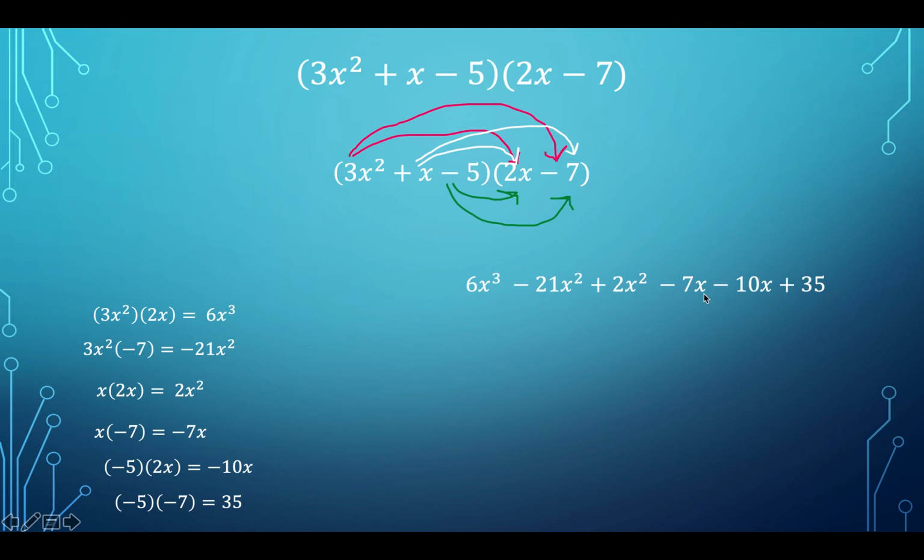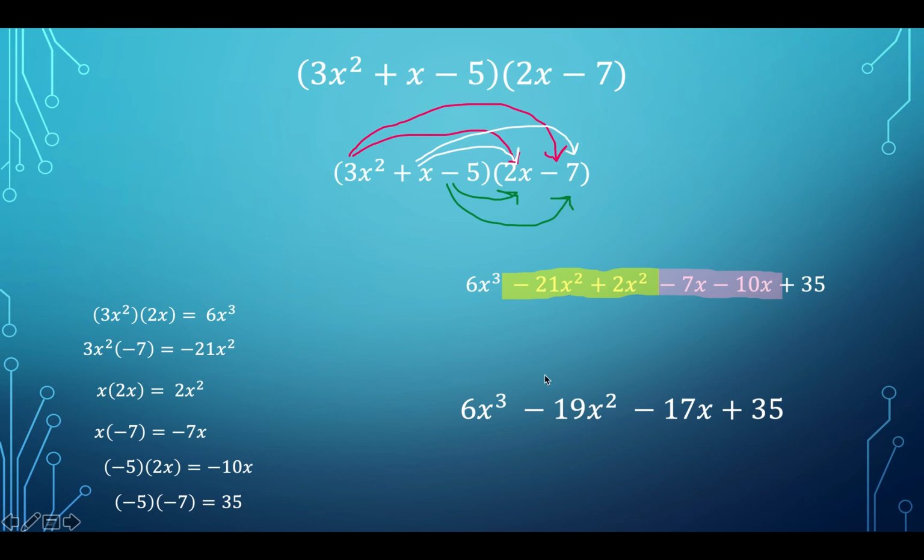Okay, so we got this all written out now. This isn't our final answer because this isn't the most simplified form. Just like we did in the other problems when we were foiling, before we get to our final answer, we had to combine like terms. Same thing here. So what are our like terms? We have a negative 21x squared and a positive 2x squared. So we're going to add them. So negative 21 plus 2 will give us negative 19x squared, and we'll rewrite that. And then our other like terms are negative 7x and minus 10x. So we're going to combine those two.